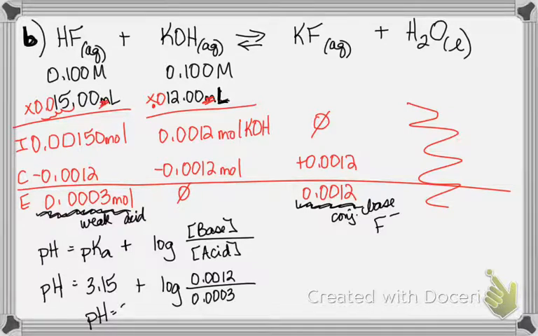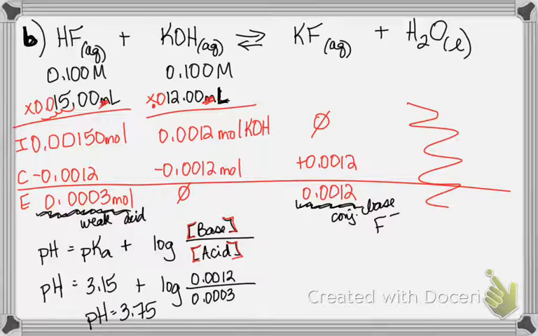And I get that the pH is 3.75. Okay? Now, more I want to say about this. Y'all, these square brackets around the base and the acid, y'all know that means concentration. That means molarity. Did I plug the molarity in? I did not. I plugged in the moles.